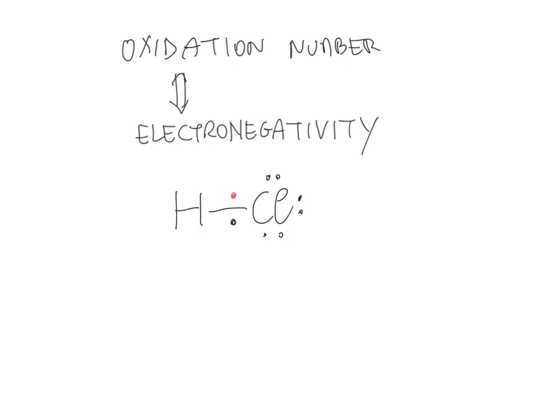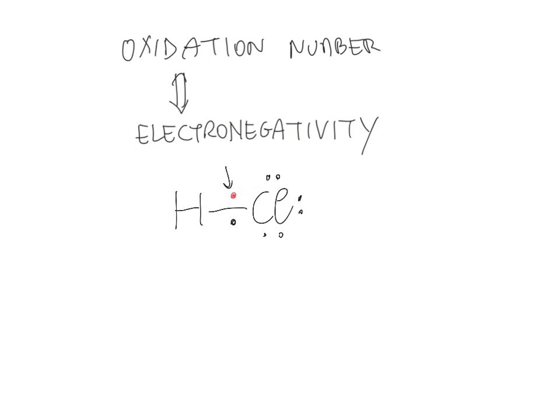The red electron is a hydrogen electron. The black electrons are chlorine electrons. Chlorine possesses a much higher electronegativity than hydrogen. So it means that chlorine is able to attract the electron of hydrogen, which goes closer to chlorine. So we can give this electron to chlorine.